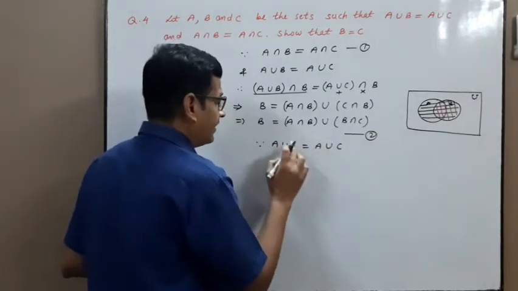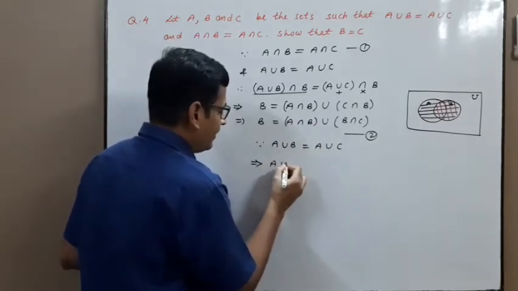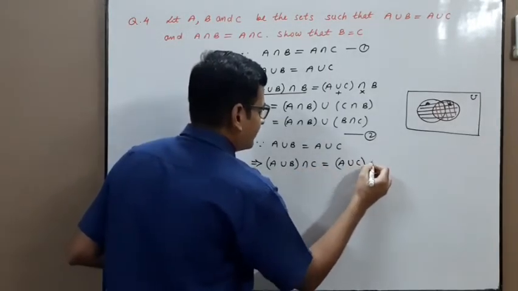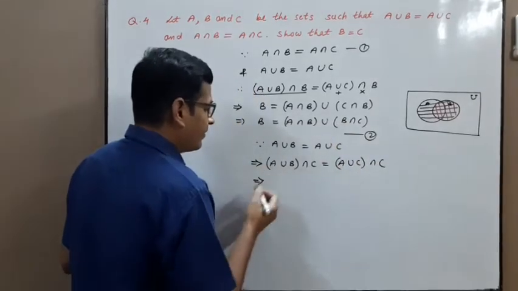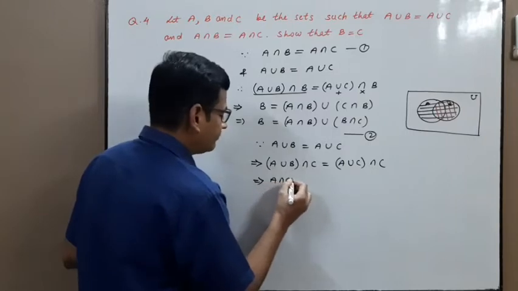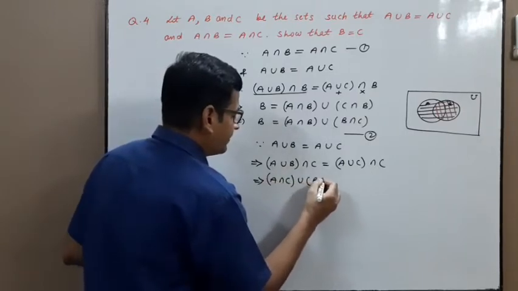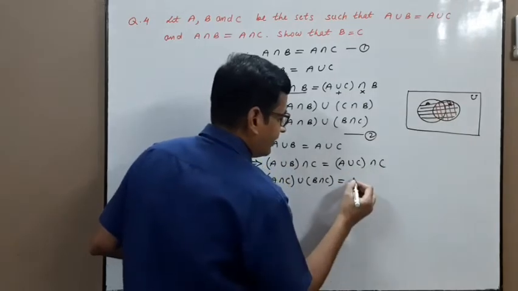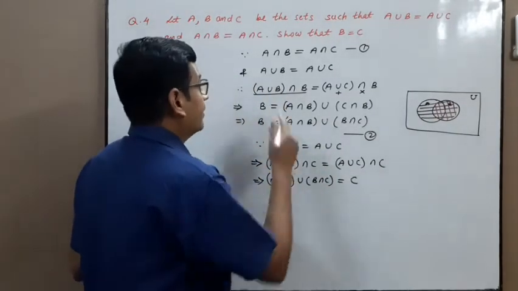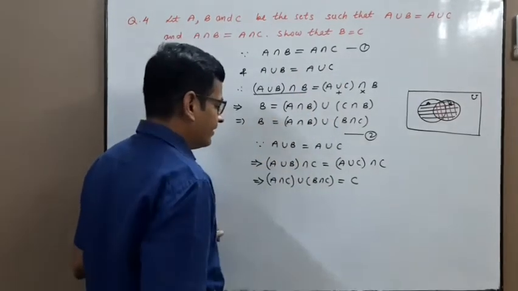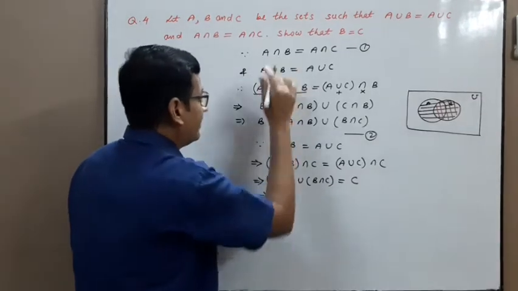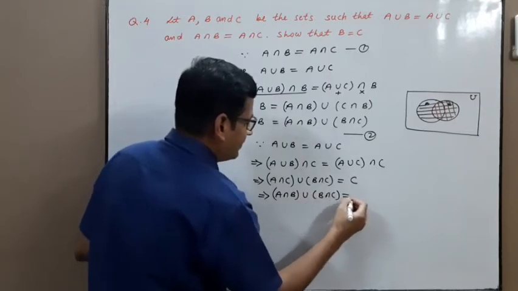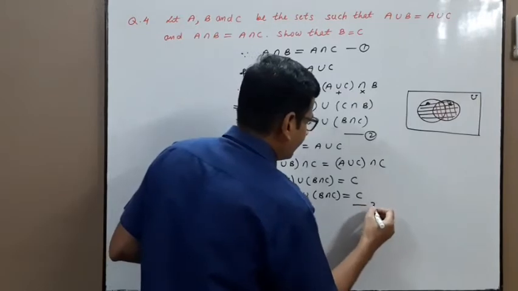Now again write A union B is equal to A union C. Two sets are equal, then intersection with the same sets are also equal. So A union B intersection with C is equal to A union C intersection with C. Use the distributive property: A intersection C union B intersection C is equal to A union C intersection C, by the same property, is equal to C. Now the first equation, A intersection B equal to A intersection C. So in place of A intersection C, we can write A intersection B. B intersection C is equal to C. Give equation number 3 and here write by 1.